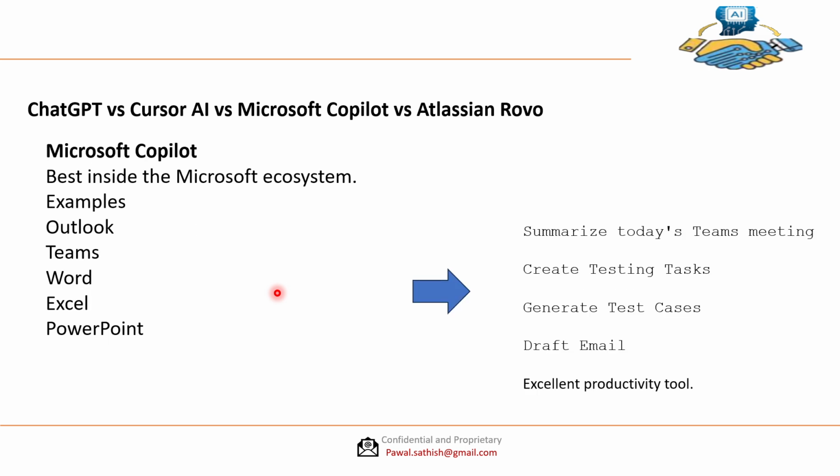Okay, then Microsoft Copilot. Okay, so this is very useful for the Microsoft ecosystem. Okay, we are usually using Outlook, Teams, Word, Excel, PowerPoint. Okay, so using Microsoft Copilot, we'll give the prompt like summarize today's team meeting, then create a testing task, generate the test cases, draft email, then it definitely increases the productivity. It's increasing productivity a lot because of the Copilot.